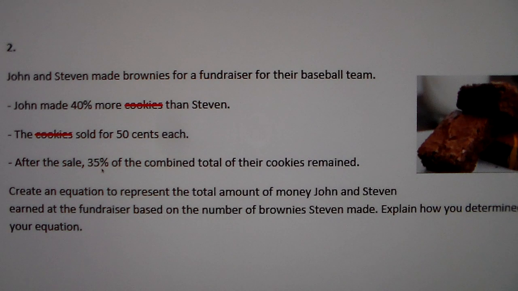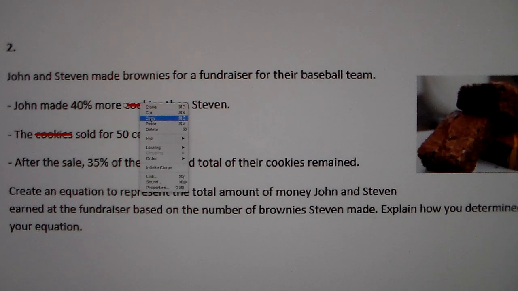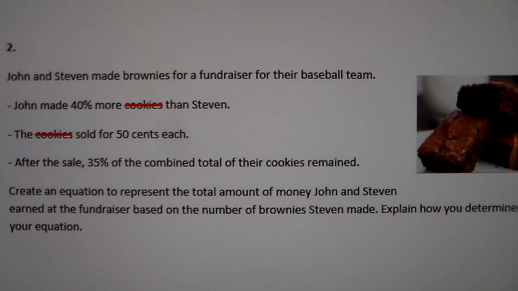After the sale, 35% of the combined total of their brownies remained. So that means that they sold 65% of their total amount of brownies. That's what this line is saying. I really forgot to change all those cookies to brownies in this problem.